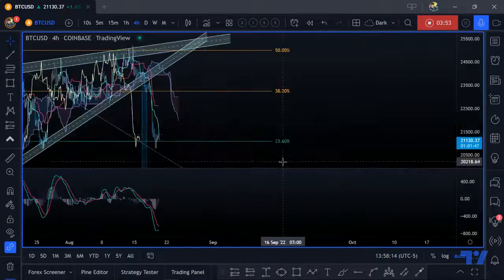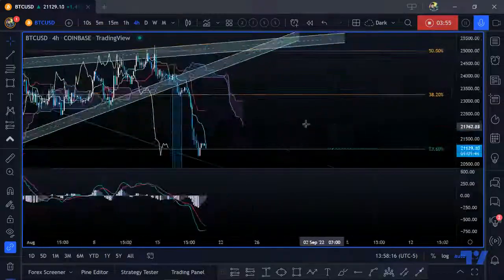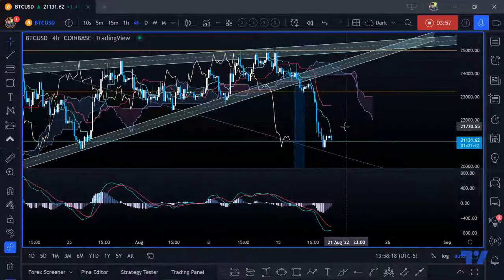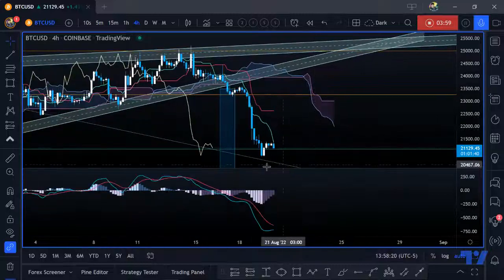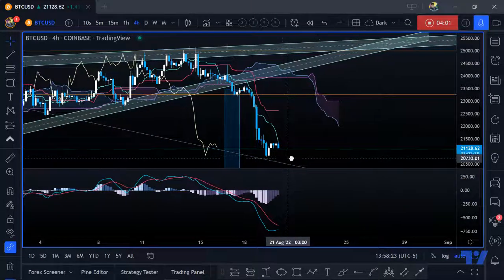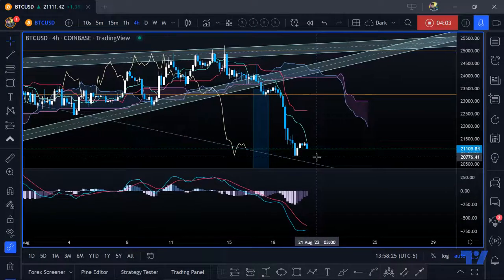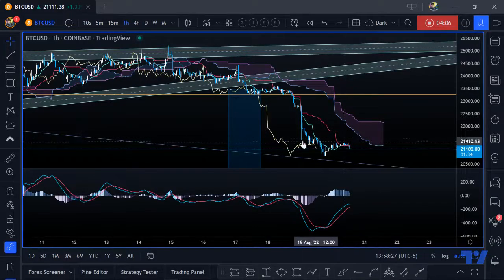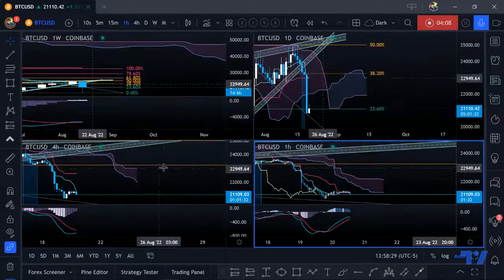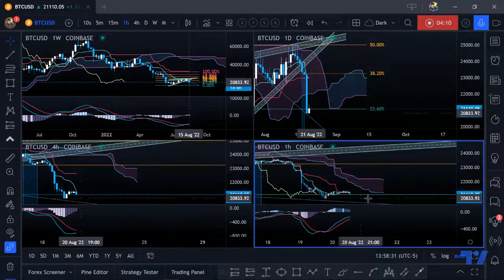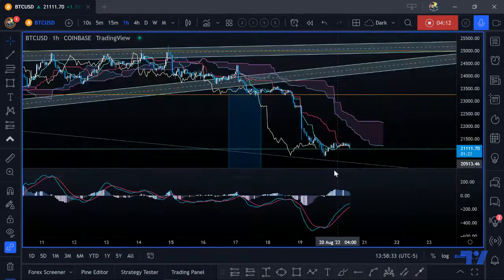In the 4-hour time frame, the chart is already bearish. So I think I will look for opportunities to short this asset in the 4-hour and the 1-hour time frame. You can see that we are about to see a bearish MACD crossover in the 1-hour time frame.